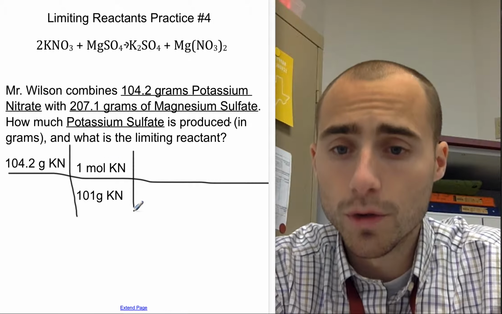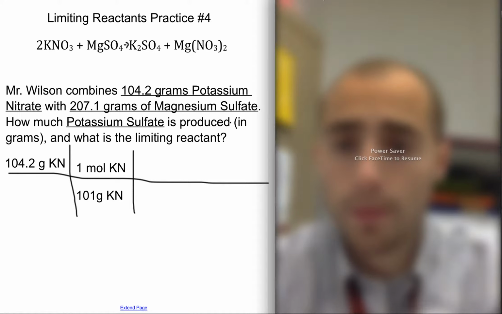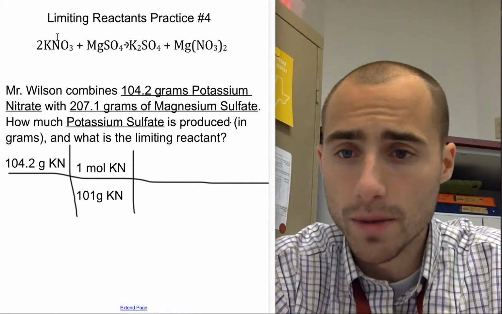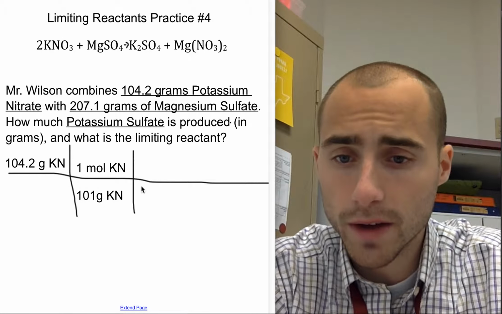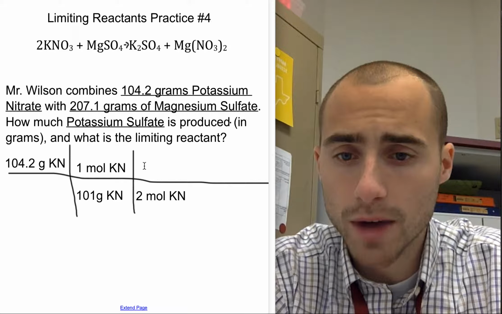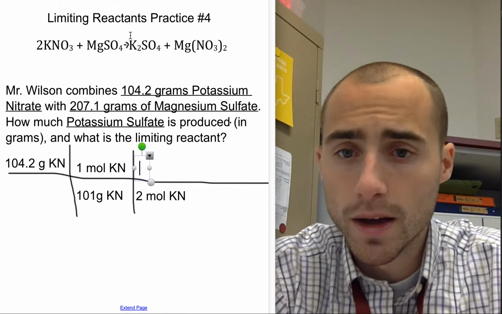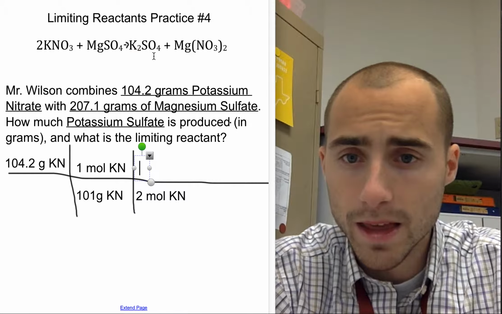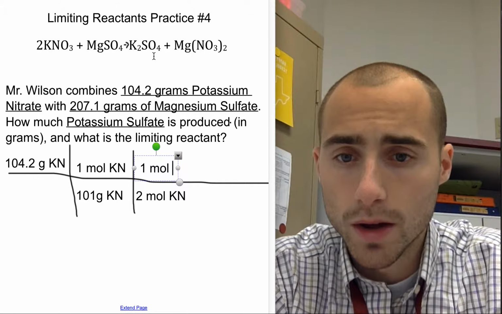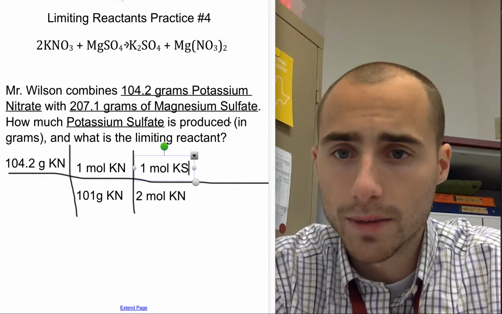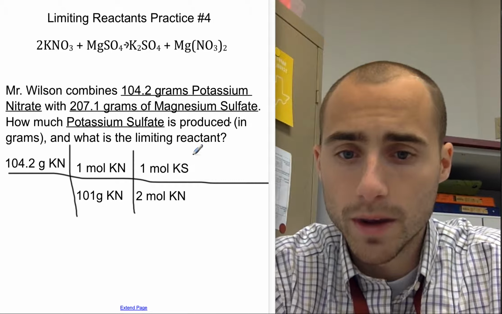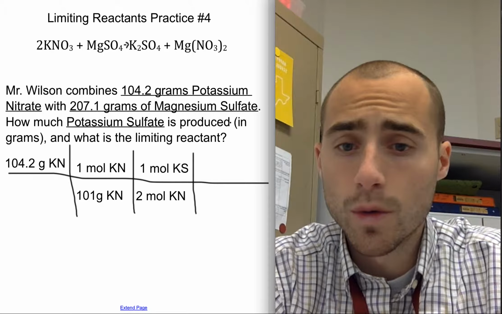Then we have to go to our mole-to-mole ratio that we get from our equation. So how many moles of KNO3 do we have? We have 2. 2 moles of potassium nitrate is equal to how many moles of potassium sulfate? Equal to 1 mole of potassium sulfate, and I'll abbreviate that as KS, because there is no coefficient in front of it, so that way we know it is 1.